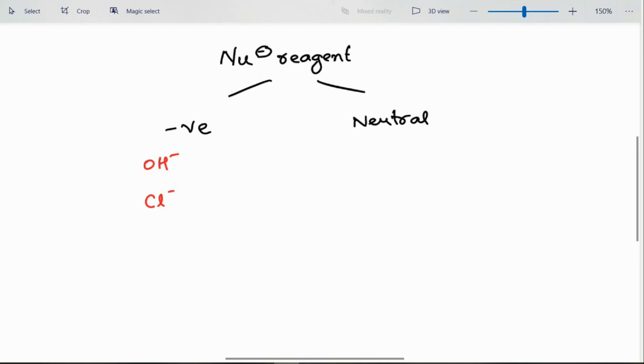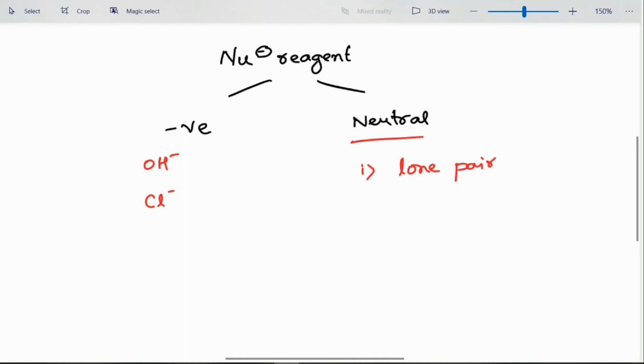But what is the reason for neutral nucleophilic reagents to attack the substrate? The first, very important reason might be the presence of a lone pair of electrons.